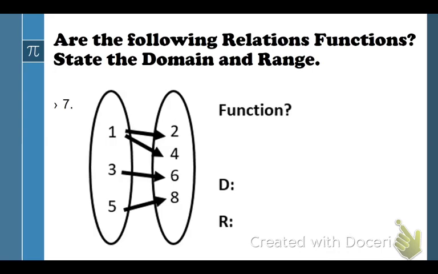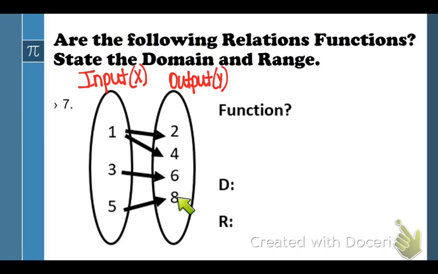Okay. Number 7. This is a funky way of saying the exact same thing. But instead of a T-chart, they're having little arrows telling you what you get. This first little oval is your input, or your x values. This oval here is your output, or your y values. So we input a 1, and I get a 2. I input a 1 again, and I get a 4. I input a 3, I get a 6. I input a 5, I get an 8.